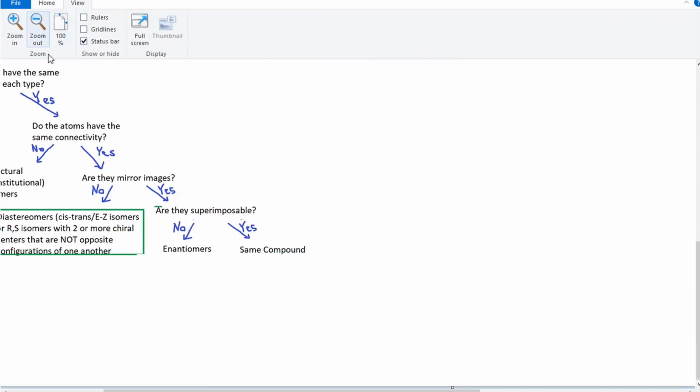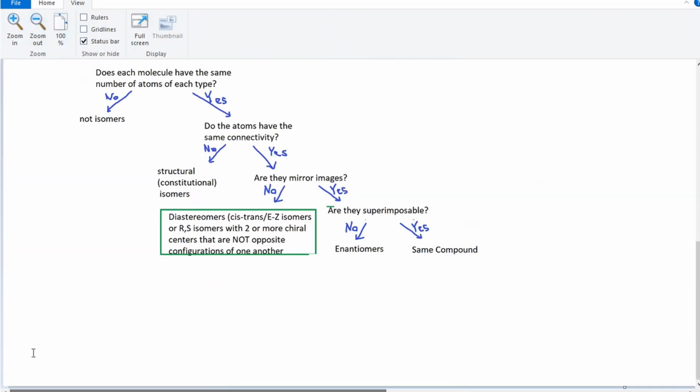Now let's zoom out and get a better look at this. So, does each molecule have the same number of atoms of each type? If no, they're not isomers. If yes, do they have the same connectivity? If they don't, they're structural or constitutional isomers. If they do, you ask if they're mirror images. If they are not mirror images, they are diastereomers. If they are, you have to check and see if they're superimposable. If they are superimposable, that means they're the same compound, or a meso compound, which is basically the same compound. That or they are enantiomers, if it is not superimposable with its mirror image.